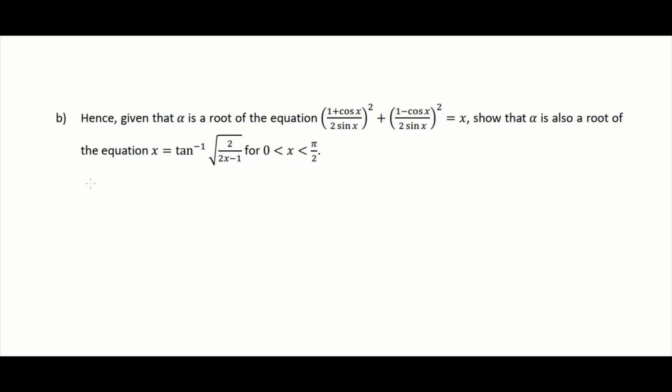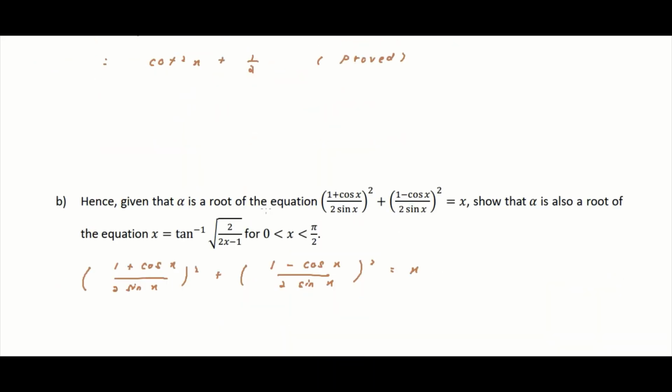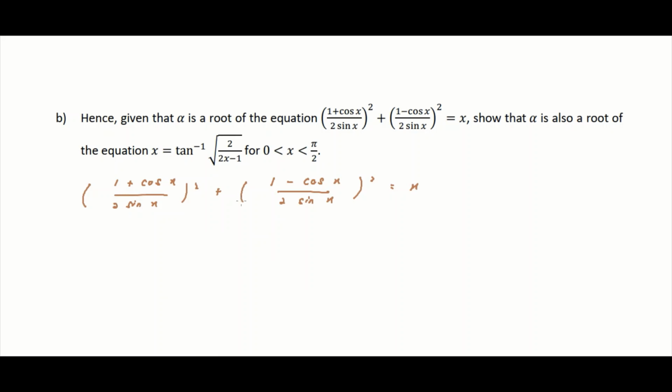So let us start to copy from what we have here first. 1 plus cos x over 2 sine x squared plus 1 minus cos x over 2 sine x squared equals to x. As for A, we already proved that for this part, it's equal to cotangent square x plus 1 over 2, right? So that's why we can straight away substitute the part that we have proven into B.